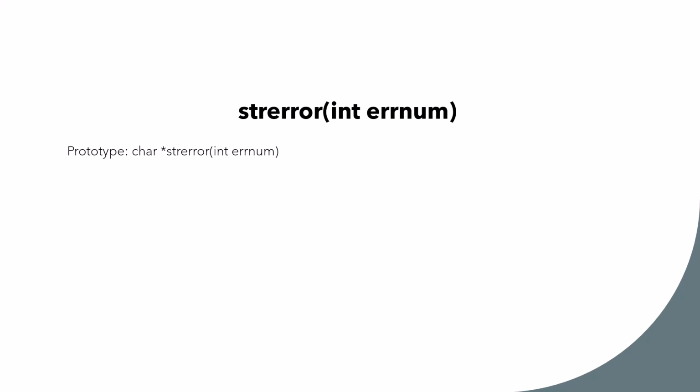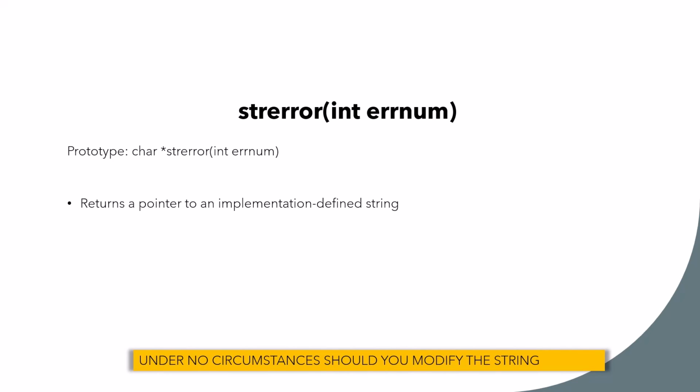And this function returns a character pointer taking as argument something called errnum. Where is that coming from? Returns a pointer to an implementation defined string. Now we can put in any number we want as errnum, and the appropriate error will be displayed. But under no circumstances should we modify the string that is displayed.